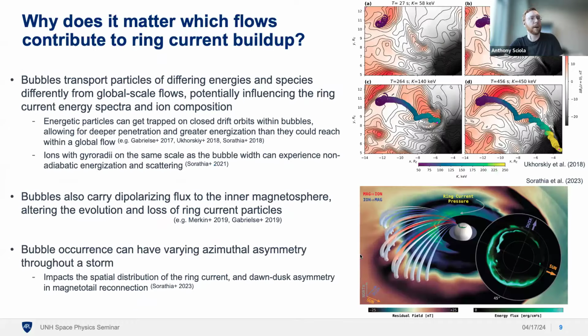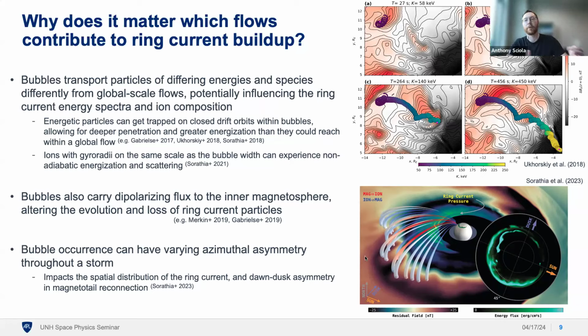So just a really quick comment on why it matters which flows contribute to ring current buildup. I'm not going to go through this in full detail for the sake of time, but basically bubbles transport particles of different energies and species differently from global scale flows. So you can imagine that if they do transport plasma to the ring current, then which energies and species they transport is going to affect the overall ring current energy spectrum and ion composition. And also they carry depolarizing flux to the magnetosphere, and this alters the evolution and loss of ring current particles after they arrive.